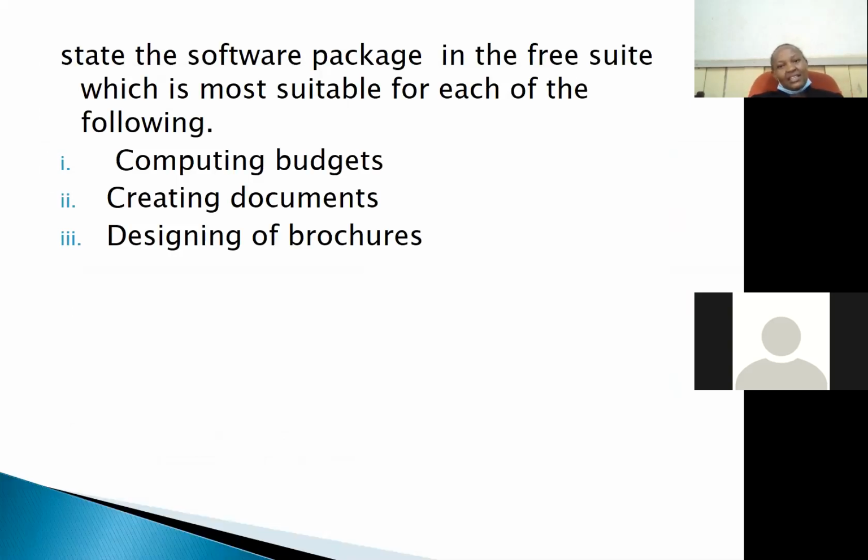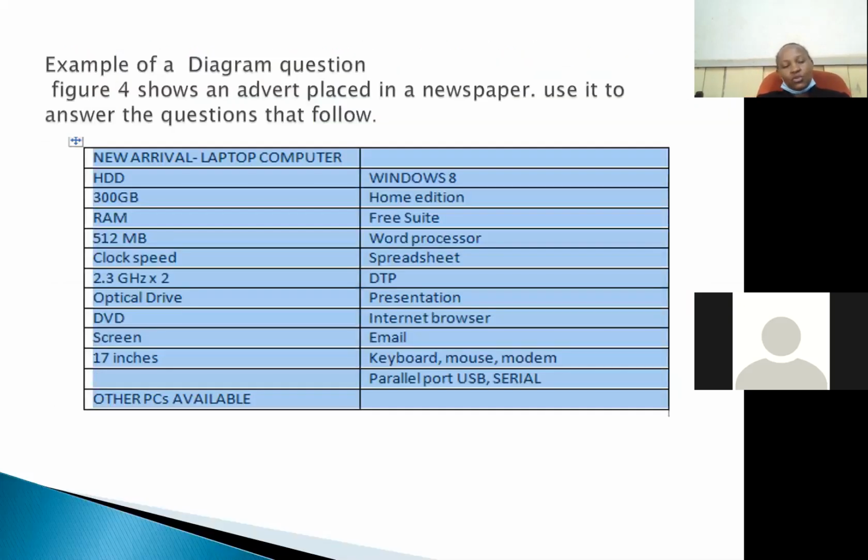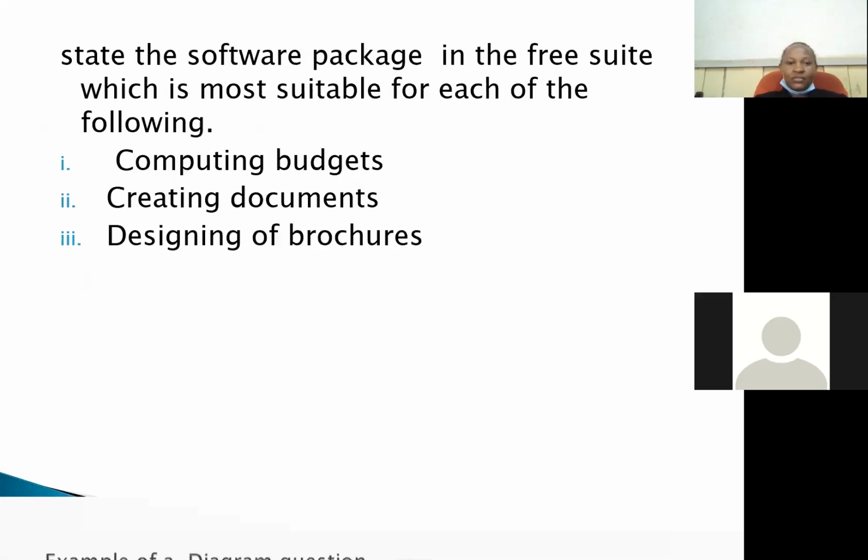State the software package in the free suite, which is most suitable for each of the following. For example, computing budgets. When we get back to our table, when we look at the free suite where we have the word processor and the rest, the right answer here for the application that is suitable for computing budgets is spreadsheets. As a candidate, because you know different examples of spreadsheets, like Excel and the rest, at this point, the table has given you spreadsheets. It has not given you the examples of spreadsheets. So the right answer here is spreadsheets, what is on the table, not Excel and other examples of spreadsheets.